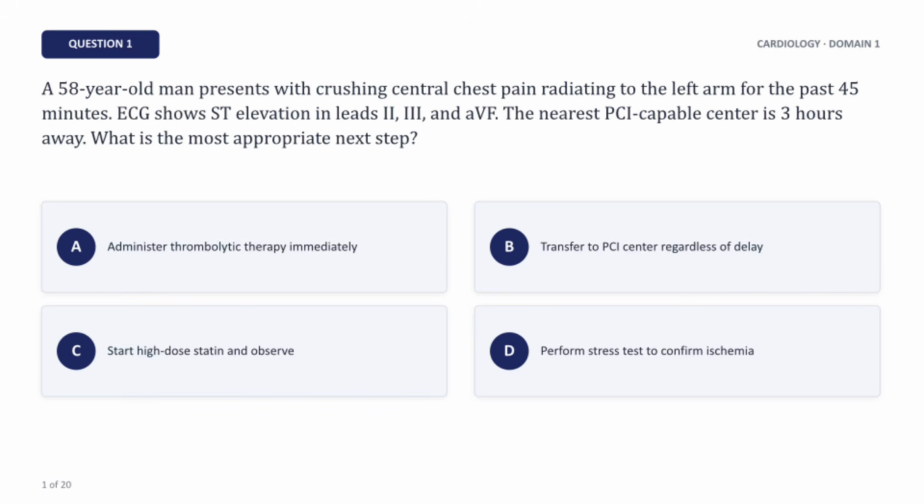Question number 1. A 58-year-old man presents with crushing central chest pain radiating to the left arm for the past 45 minutes. ECG shows ST elevation in leads 2, 3 and aVF. The nearest PCI capable center is 3 hours away. What is the most appropriate next step? Option A. Administer thrombolytic therapy immediately. Option B. Transfer to PCI center regardless of delay. Option C. Start high-dose statin and observe. Option D. Perform stress test to confirm ischemia.